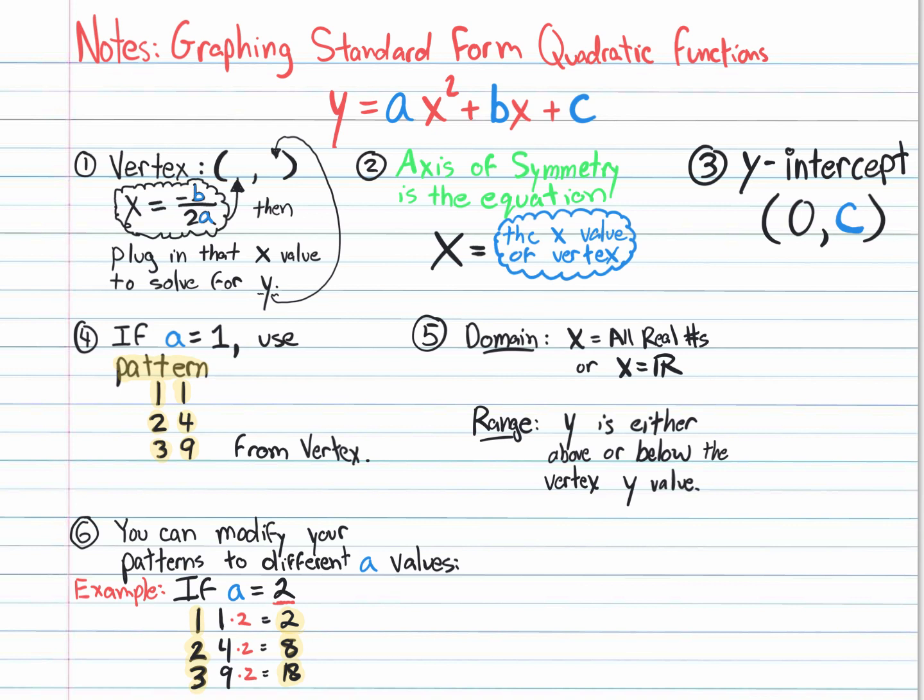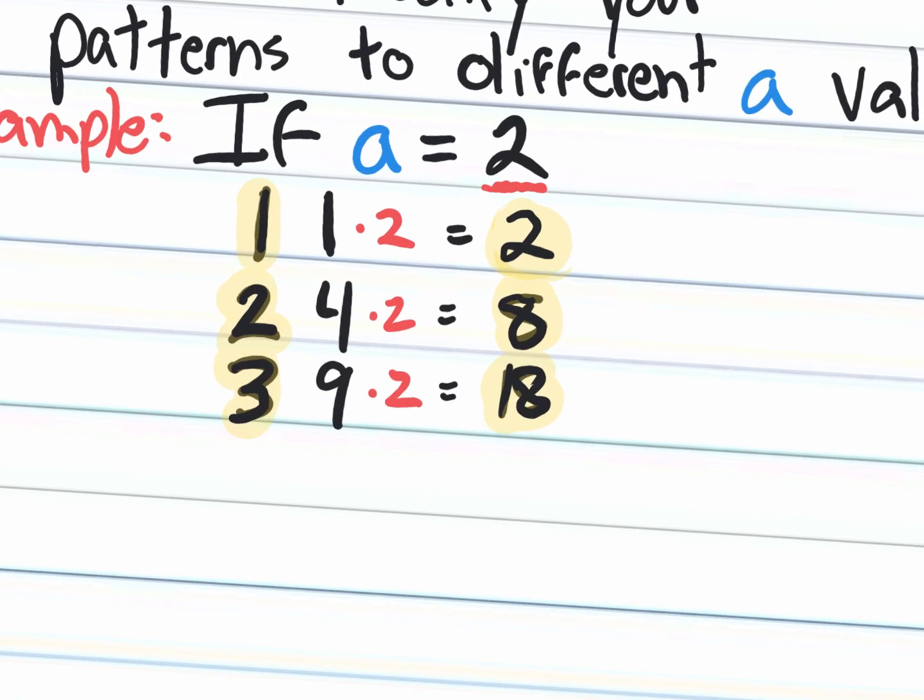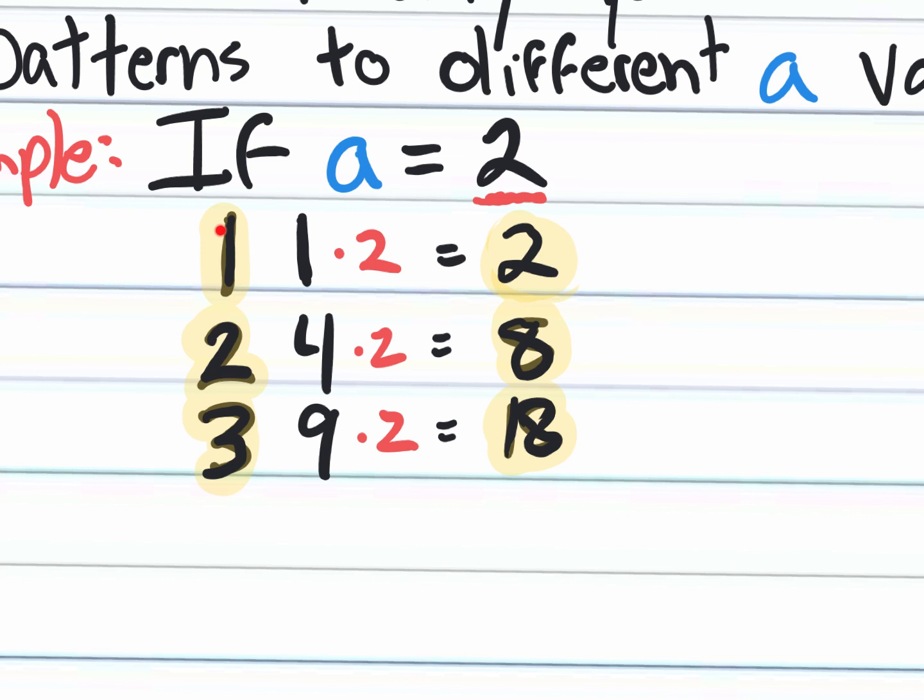But what if your a value is not 1 or negative 1? Let's say your a value is 2. Then you could modify your pattern to whatever your different a value is. So if your a value is 2, let me zoom in on this. You could modify your 1, 1, 2, 4, 3, 9. You could modify the outputs by your new a value, in this case, 2. So 1 times 2 is 2, 4 times 2 is 8, 9 times 2 is 18. So instead of 1, 1, the new modified pattern is 1, 2, and then 2, 8, and then 3, 18.